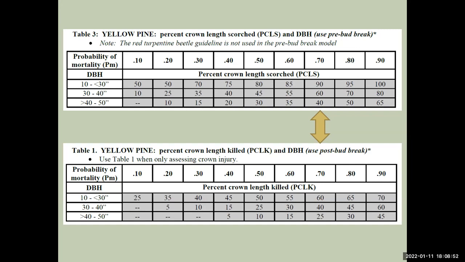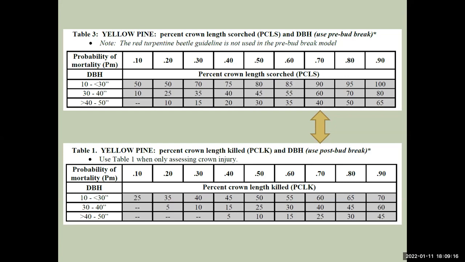And this is, if you're looking at a tree right after the fire, when all you know is that the crown is scorched, you really don't have any idea what the bud survival is. And so you can see that for a 70% probability of mortality, for a tree that's 10 to 30 inches in diameter, it would take 90% crown scorch to have that 70% chance of mortality.